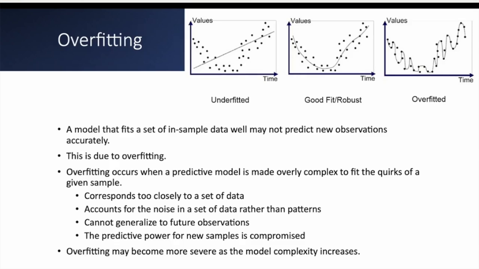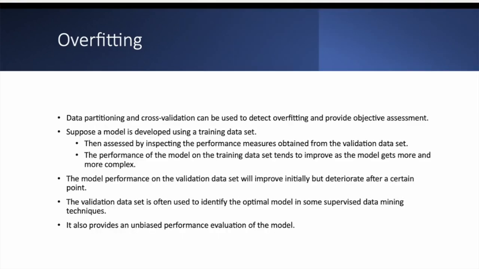In other words, the overfitted model accounts for the noise in a particular set of data rather than the underlying patterns that can be generalized to future observations. It's not looking for the pattern, it's looking for just the noise. It's just following the data. This is a pattern, so we see the overall pattern of the data. Overfitting may become more severe as the model complexity increases. So this is important: if you build a complex model, we're going to have an overfitting problem. That's why we have a trade-off between the variance and the bias.